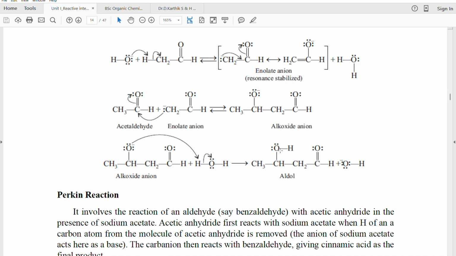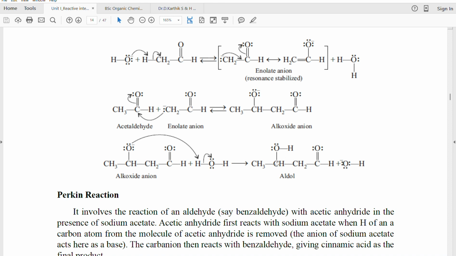So now it has an alcohol, that is the aldol, beta hydroxy ketone or aldehyde, beta hydroxy carbonyl compound. See, beta means with respect to the functional group, that is the beta carbon. So the functional group here is the aldehyde, that is the major functional group, and the alpha carbon is CH2 and the beta carbon is CH, right?